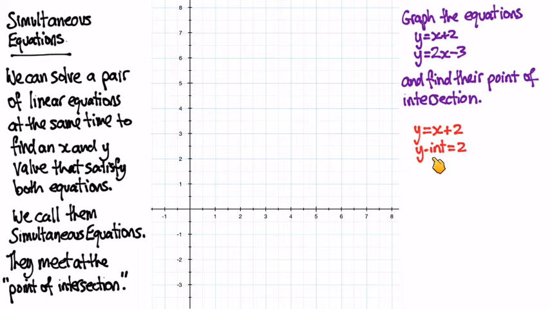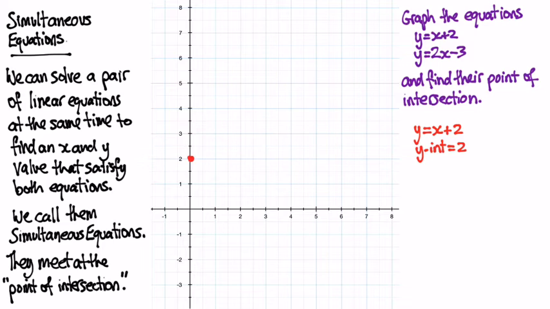Remember the gradient-intercept form of a line is y equals mx plus b, where m is the gradient and b, the constant, is our y-intercept. So the y-intercept is 2. That means it's going to cut through the y-axis here at the value y equals 2. So I can put my first point there. That one's easy. I only need 2 points to graph a line.